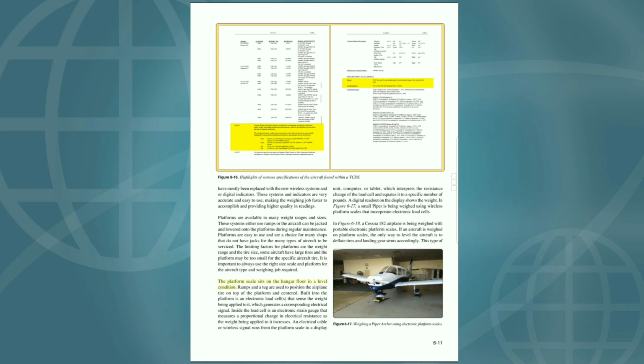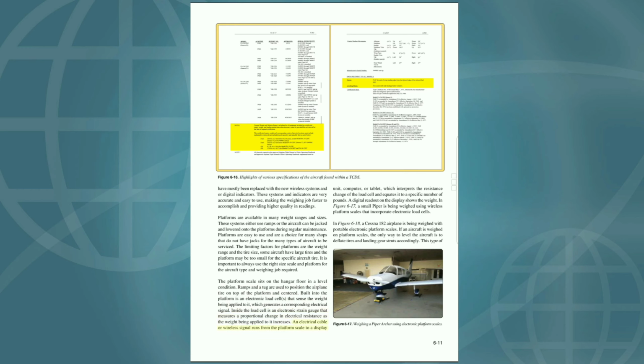The platform scale sits on the hangar floor in a level condition. Ramps and a tug are used to position the airplane tire on top of the platform and centered. Built into the platform is an electronic load cell that senses the weight being applied to it, which generates a corresponding electrical signal. Inside the load cell is an electronic strain gauge that measures a proportional change in electrical resistance as the weight being applied to it increases.